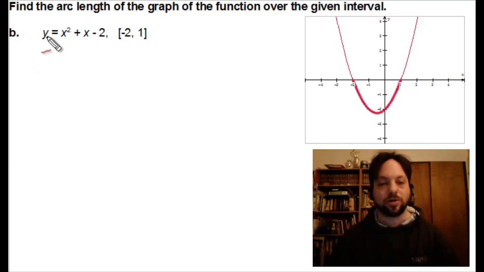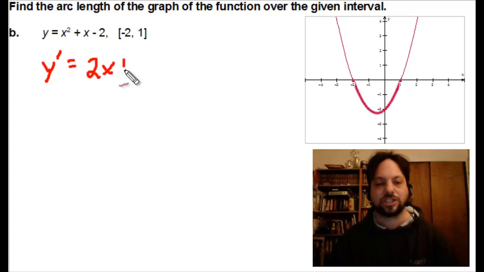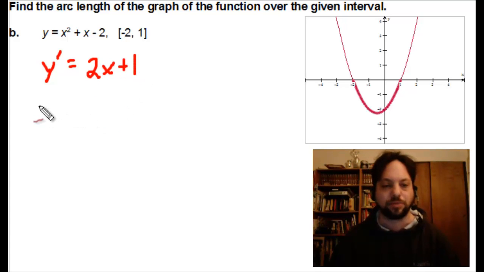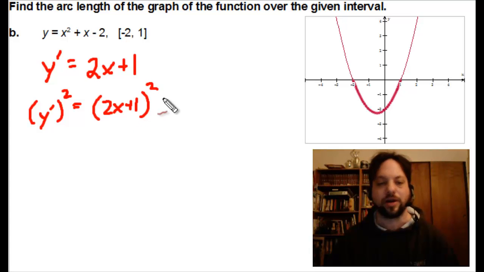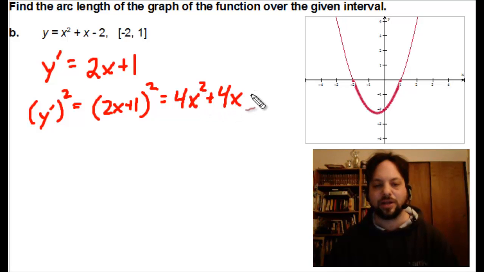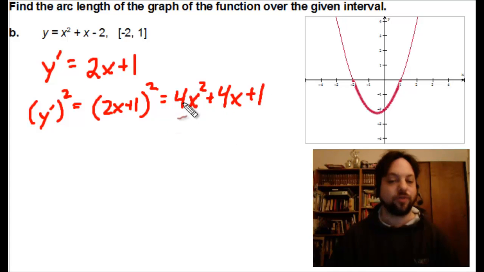If we want to set up the arc length formula for this, of course, the first thing, once again, that we need to do is find the derivative, which is just y prime equals 2x plus 1. If we want to go ahead and square the derivative, that's just going to be the quantity 2x plus 1 squared. And, of course, if you want to write it out, you can. This isn't really all that necessary. But if we do write it out, it looks like we're going to end up with 4x squared plus 4x plus 1. Whatever, no big deal.